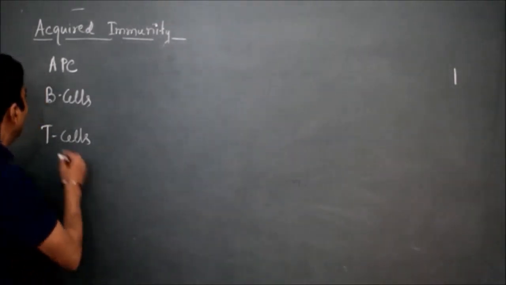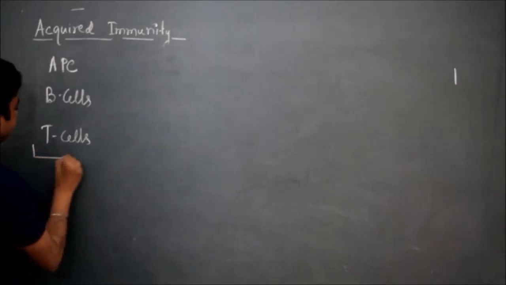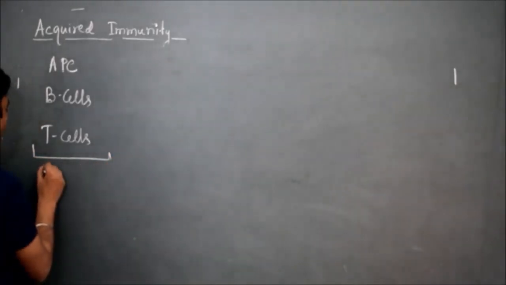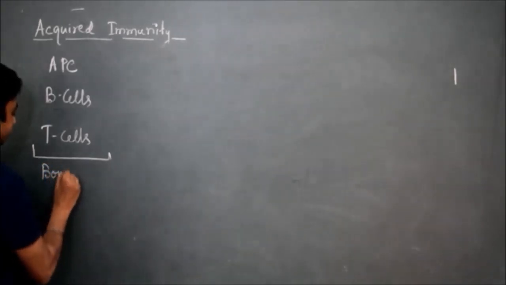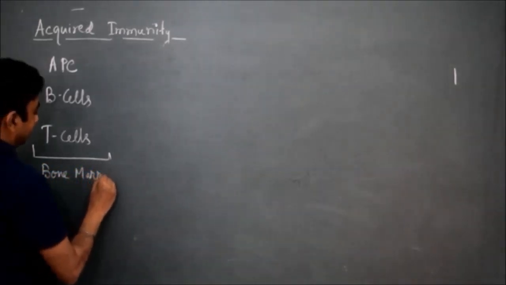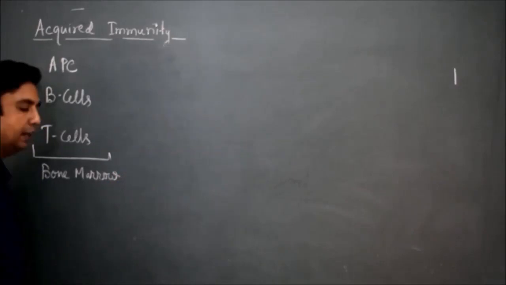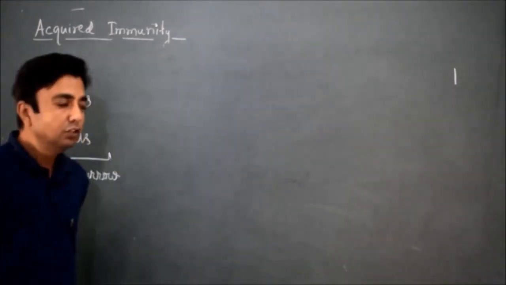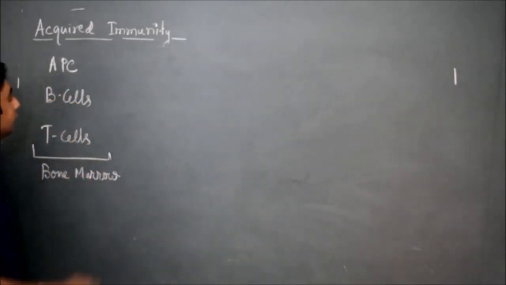Okay. Now all these three cells are formed in the bone marrow, and bone marrow is the primary lymphatic organ. So first let's talk about APC.